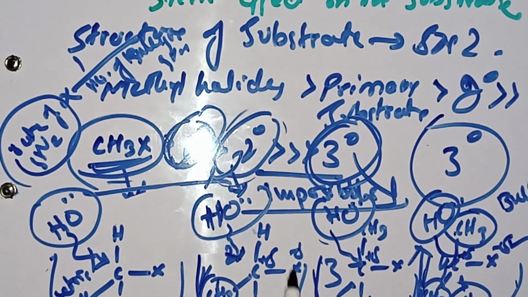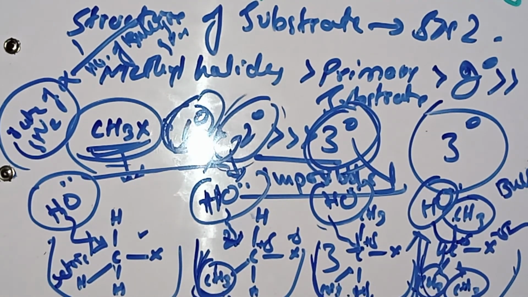So here there is a smaller number of bulky groups, here there is no bulky group, so the rate of reaction in this beaker will be very high as compared to this one, which will be high as compared to this one.